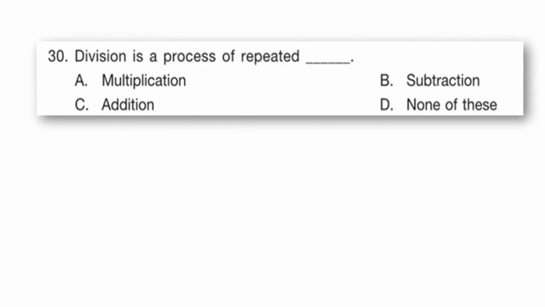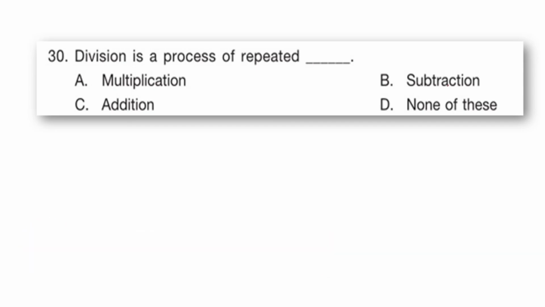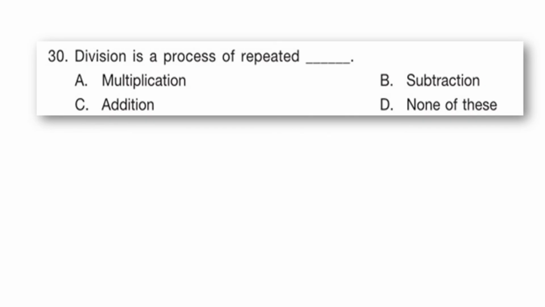Next question. Division is a process of repeated dash. Is it A multiplication? Is it B subtraction? Is it C addition? Or D none of these? Your time starts now. Well, let's look at this together.